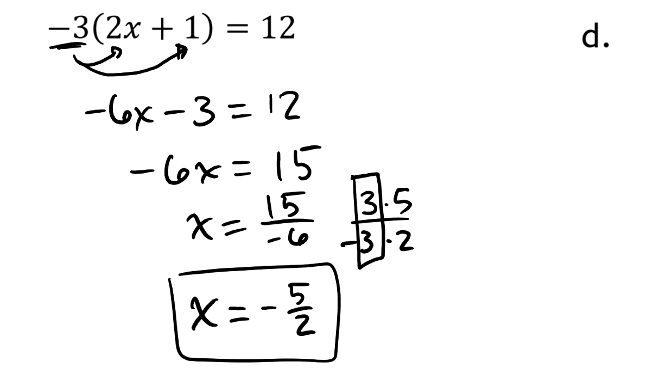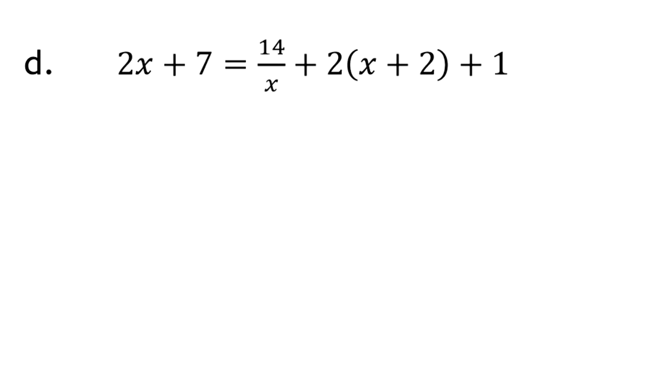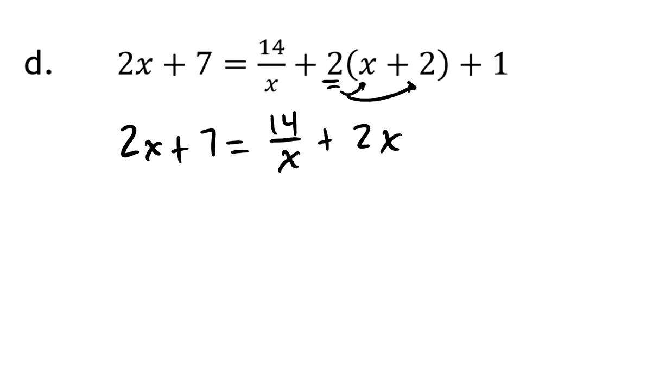And then finally part D. Probably, I think I will use fraction busters, but not yet. I think I want to rewrite this and see if I can simplify it first before I try and multiply everything by an x. So let me just rewrite the left hand side. It's 2x plus 7. And then on the right, I've got 14 over x plus, I'm going to push this 2 through. I get plus 2x plus a 4 and then plus 1.